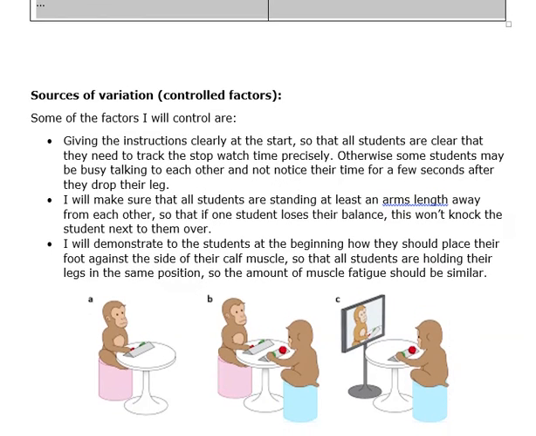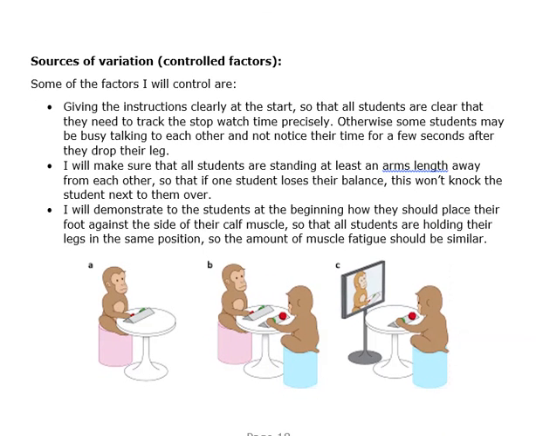The last piece that we need is looking at what factors we are going to control. So here are some things that I'm going to control. I'm going to make sure that the instructions are given clearly so that the students know to watch the stopwatch. Okay, we don't want them being distracted and talking to each other, and then a few seconds passes after they've stopped before they remember to look up at the screen and record the time. So I want them to be quite accurate with their timekeeping. I want to make sure that no one falls over and knocks over another person, so I'm going to make sure that they're standing at least an arm's length away from each other.